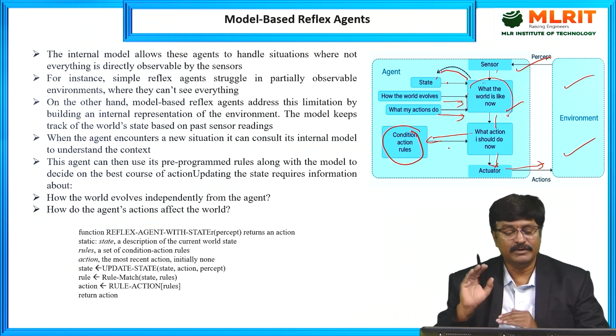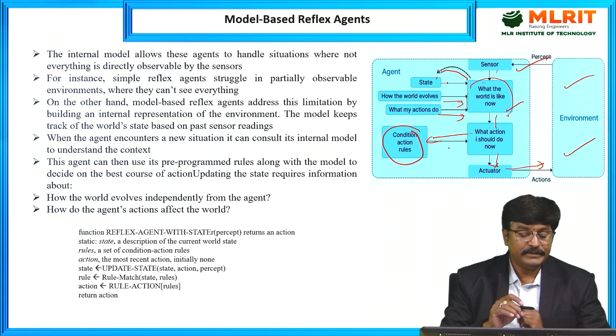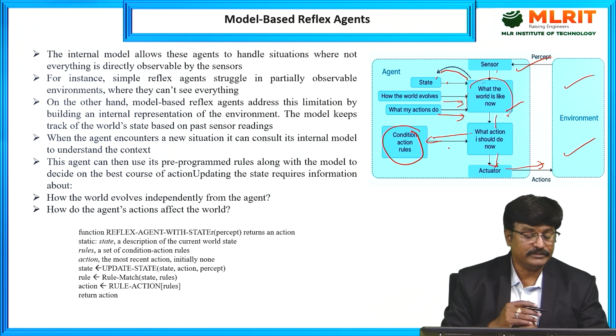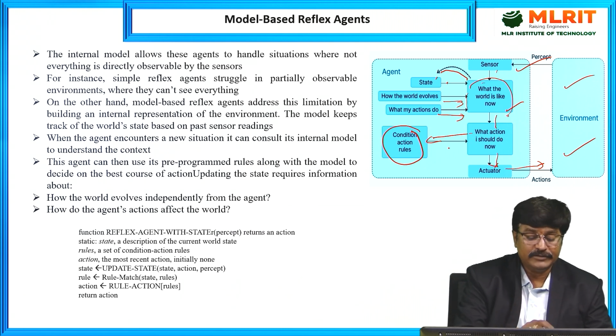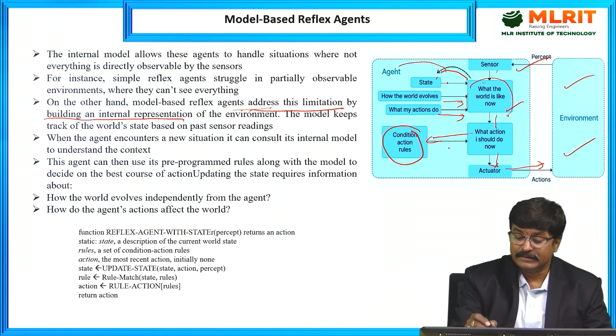For instance, simple agents struggle in partially observable environments, as you discussed in the previous model, where they cannot see everything. Model-based agents work in both fully observable and partially observable environments. Model-based reflex agents address these limitations by building an internal representation of the environment. The model keeps track of the world state: what the present perceptions are, and what the previous perceptions were.